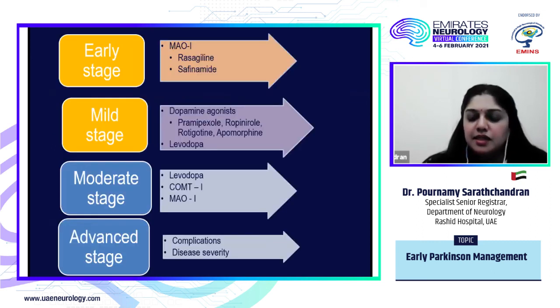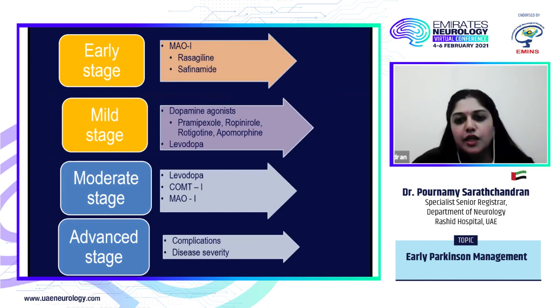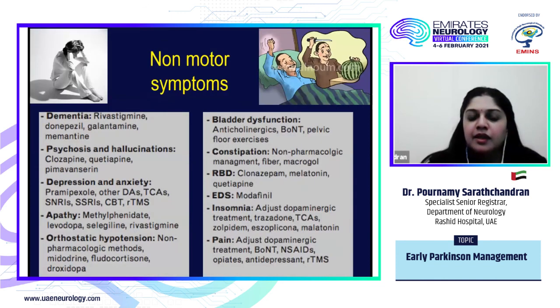So in early stages, we can start on MAO inhibitors, rasagiline or safinamide. In mild stages, we can start on either a dopamine agonist or levodopa. Again, non-motor symptoms can start earlier than the motor symptoms. So keep in mind that we have to keep an eye on all these non-motor manifestations, and you have to treat them accordingly for the proper improvement in quality of life.